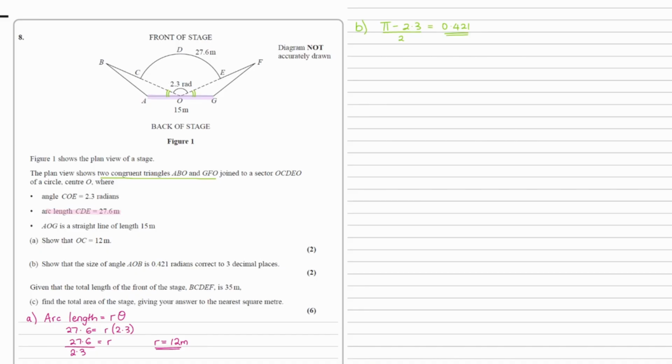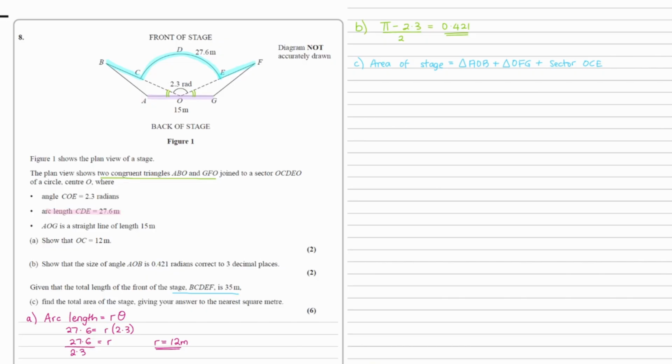0.421. The next part of the question says, given that the total length of the front stage, BCDEF, is 35 meters, part C says find the total area of the stage, giving your answer to the nearest square meter. So the information that we've been given is that BCDEF is 35 meters, which is this whole length here. And therefore for part C, in order to find the total area of the stage, we are first going to have to find the area of triangle AOB, then add it to the area of triangle OFG, and then add it to the area of the sector OCE.